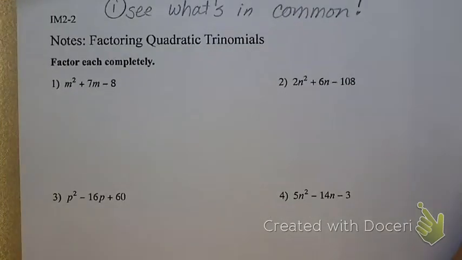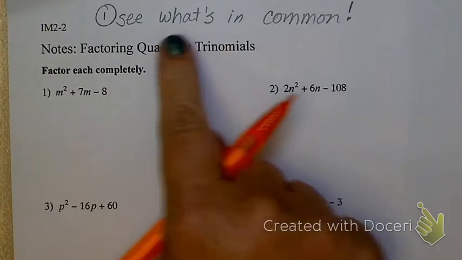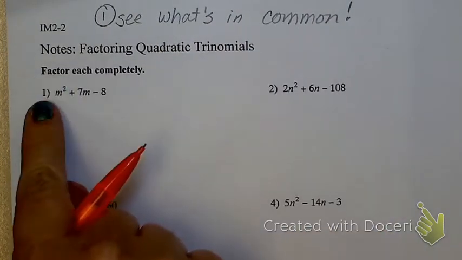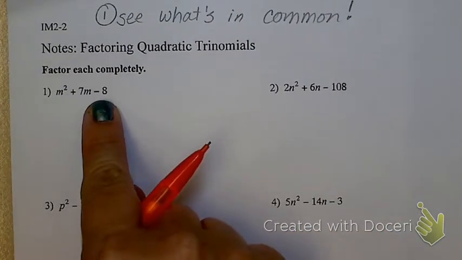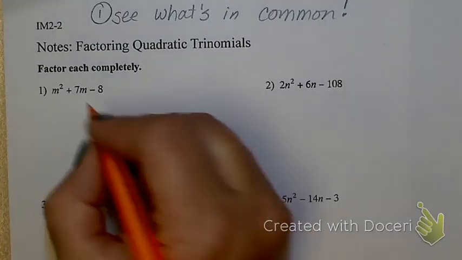Okay. So, factor each completely. My first question is always, do they have anything in common? Do these guys have anything in common? M squared, 7m, 8. They don't all have an m. There's not a number they can all do. So let's go ahead and snowflake.